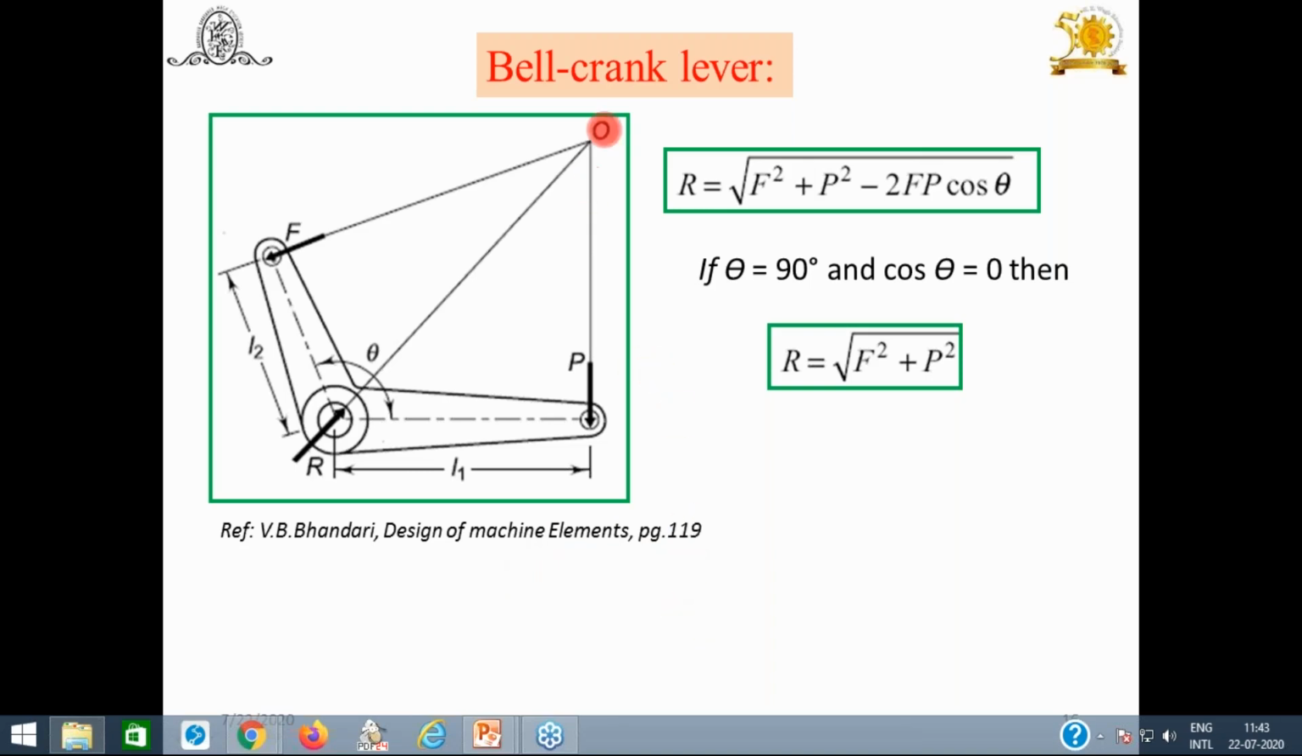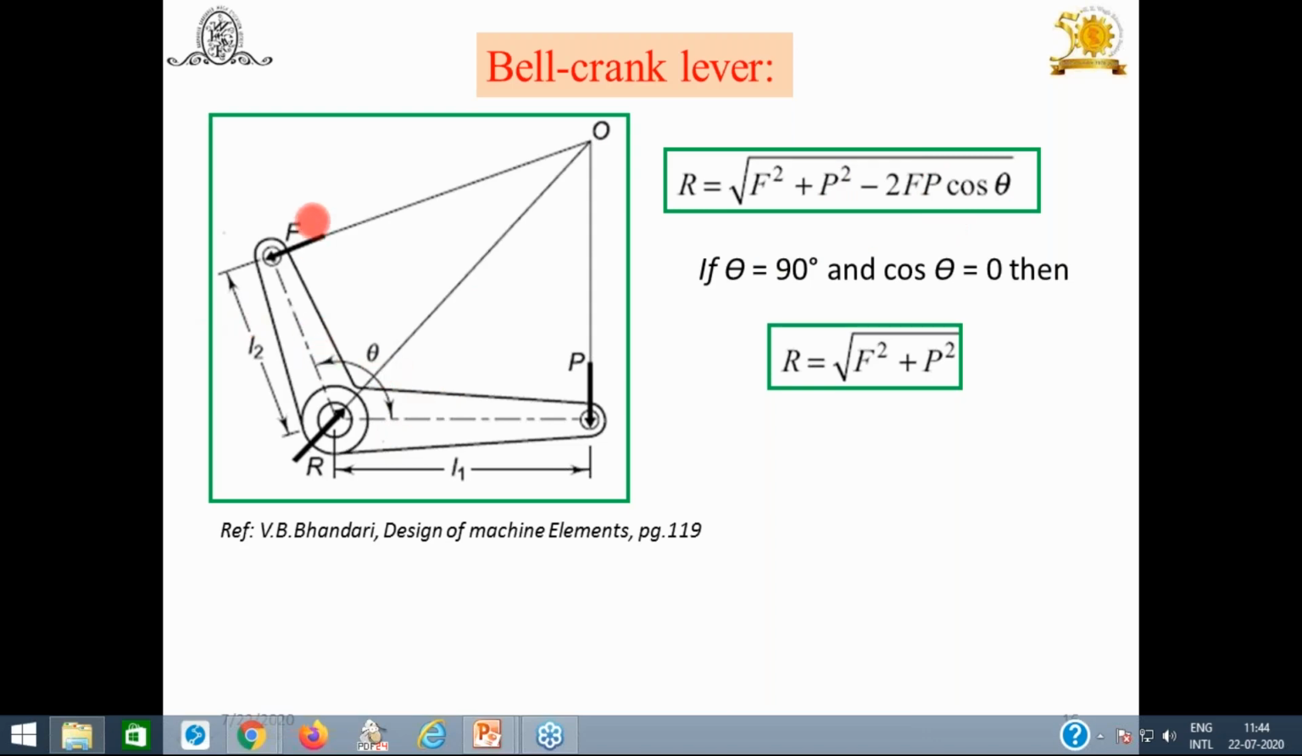Now, the second important thing in this bell crank lever, look at this. As in the earlier case, for P we have to look at L1, the perpendicular up to the pivot. Then drop a perpendicular to F, and you will get L2 and angle theta. And how to find this resultant? Again, by the law of parallelogram, R is equal to under root F square plus P square minus 2 F P cos theta.